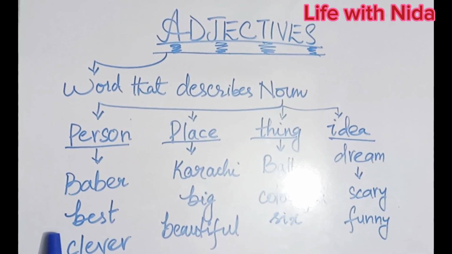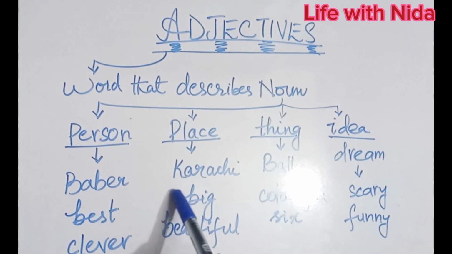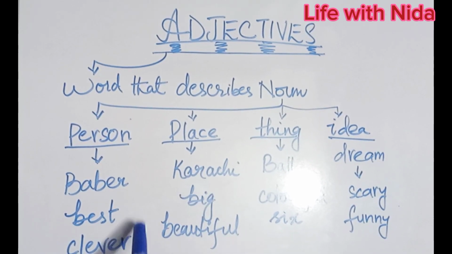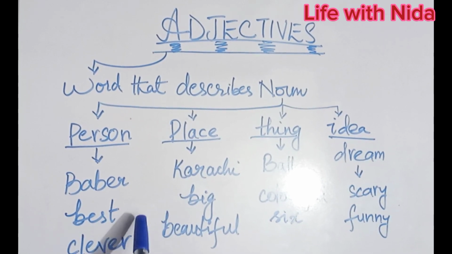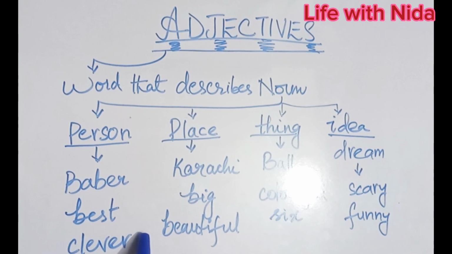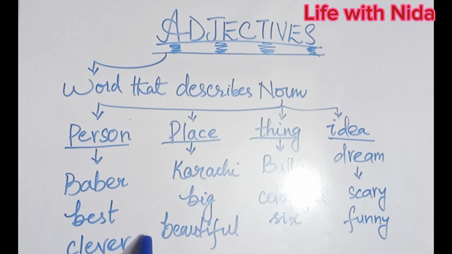Let's see another example. In case of a place, Karachi. So what do you think of Karachi? If I say Karachi is a big city, or I say Karachi is a beautiful place, so big and beautiful are the words that are describing Karachi as a place.